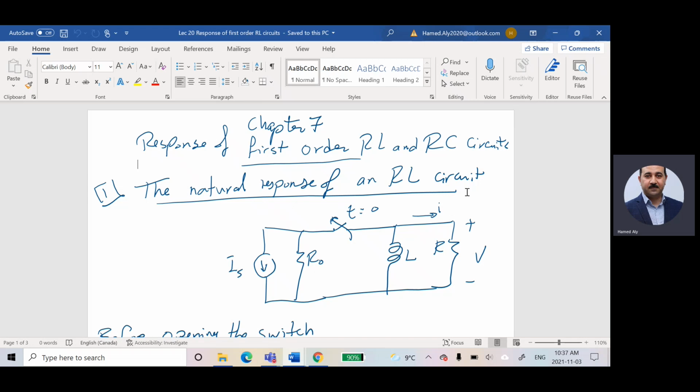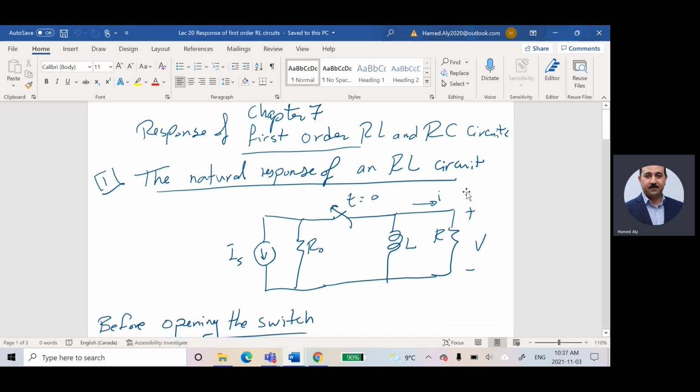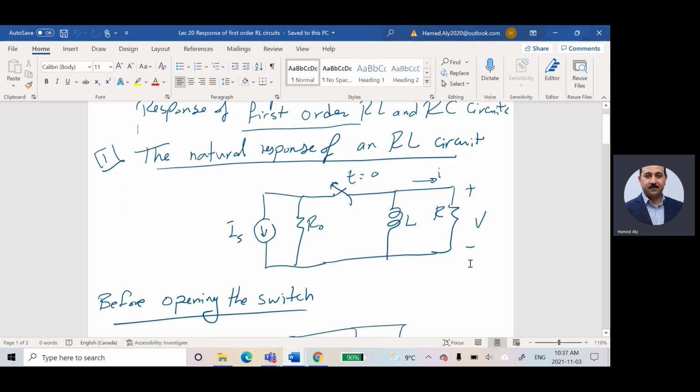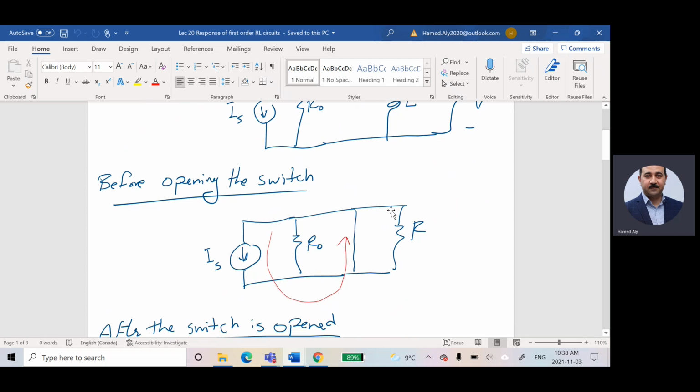I'm charging L and then I'm disconnecting the battery or the voltage source, and the inductor itself is feeding the circuit, or in other words, is discharging in the circuit. I showed you that circuit. If I have a current source here and the switch is closed, this current will go directly to L and the circuit will look like that.